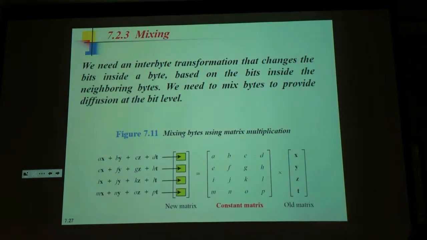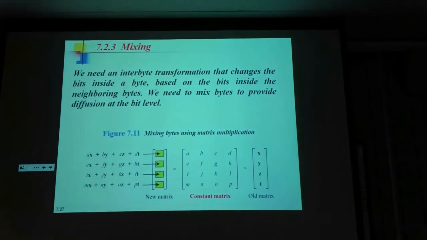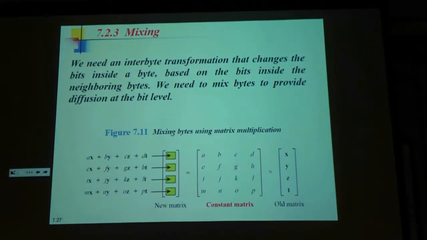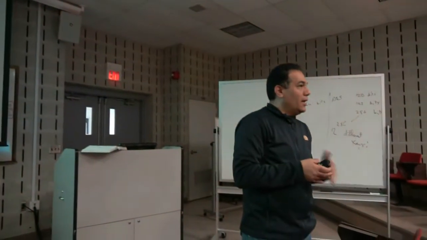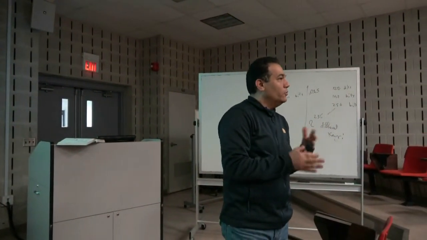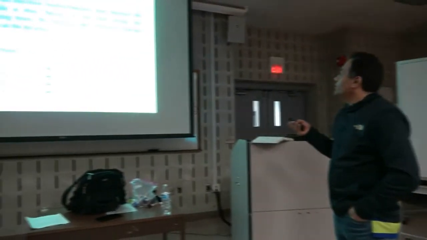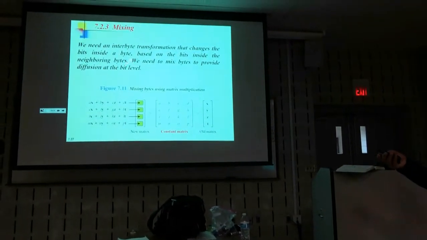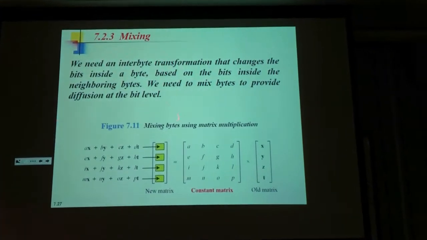Then number 3 is mixing. We are blending the data now. We need a byte transformation that changes the bits inside a byte. In the first 2 steps, we switch bytes. Now we're going to go into the bits and try to switch bits inside it. Based on the bits inside the neighboring bytes, we need to mix bytes to provide diffusion at the bit level.